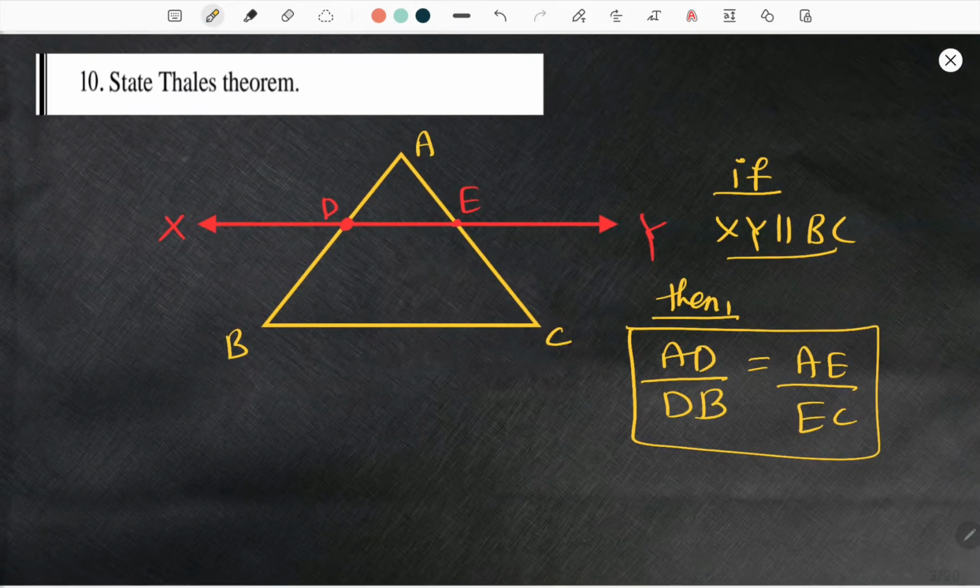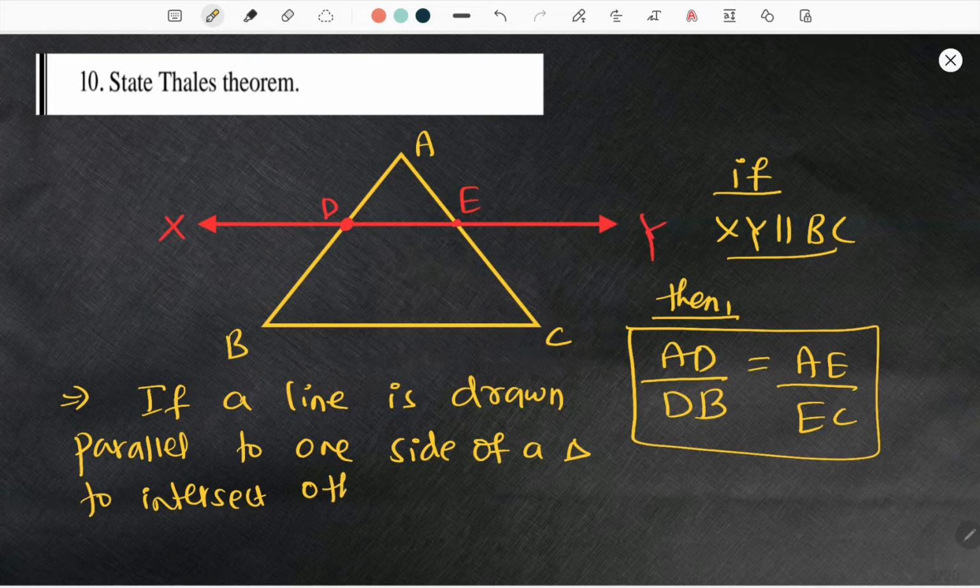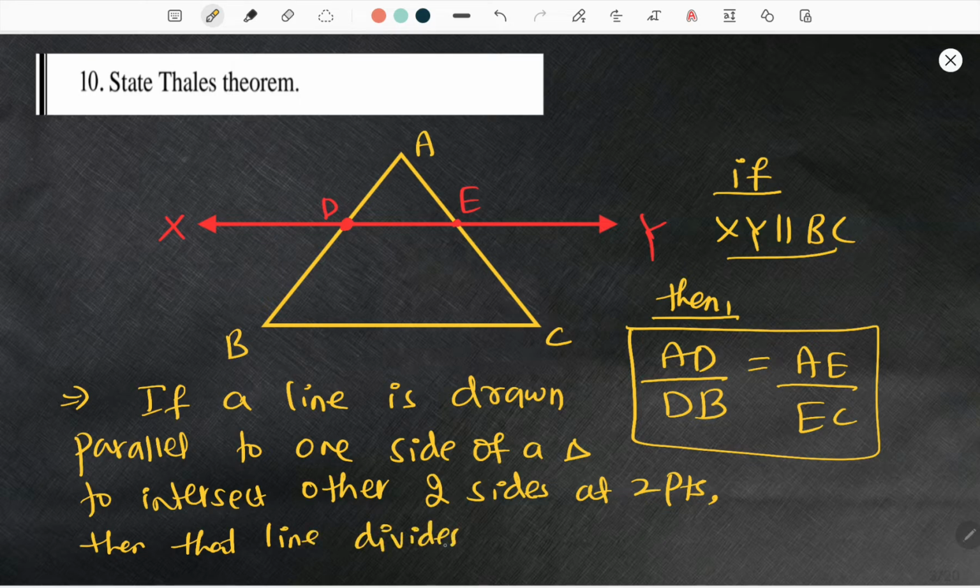Alright, so you can write the statement now. What is the statement? If a line is drawn parallel to one side of a triangle to intersect the other two sides at 2 points, then that line divides those two sides in equal proportion. So this is the statement.